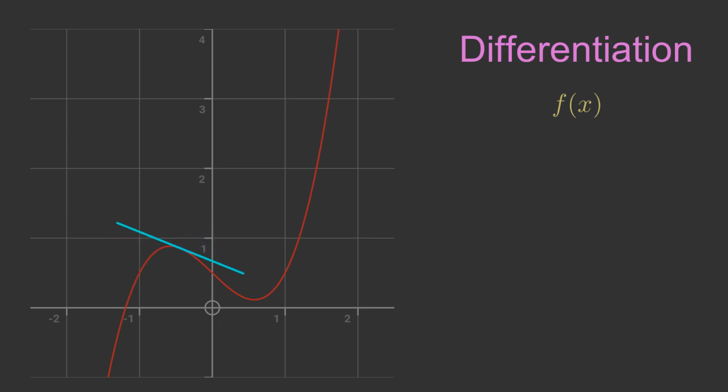The slope is different for different values of x, so the slope itself is a function of x. We call this new function the derivative of f of x, and we can write it as f prime of x. So the slope of the curve at x is given by f prime of x. An alternative way to write the derivative is as dy by dx, which we will see later.